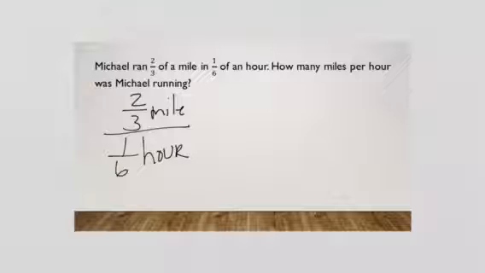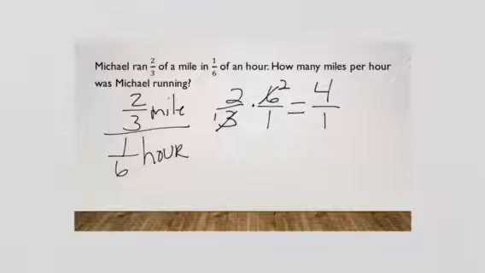Or, hey, we can multiply by the reciprocal. So it'll be 2/3 times 6/1. Now remember, I can simplify before I multiply. In this case, I have a common factor of 3. So 3 goes into 3 one time, 3 goes into 6 two times. And I end up with 4/1, or 4 miles for every 1 hour. So basically, Michael is running 4 miles per hour.